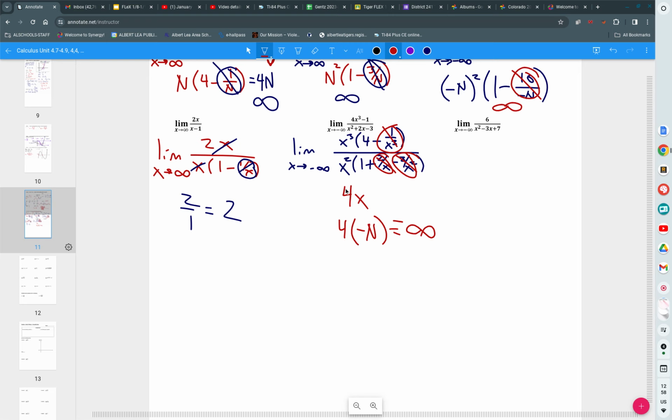And here we have the other example. Is the denominator bigger or is the numerator bigger? Which one's bigger? In terms of degree, the bottom, if the bottom wins out, anybody know what you're going to get as a result? You will end up with 0. Notice in the top, we have the limit as x goes to negative infinity. There's nothing you could take out of the top, so you just leave it as 6. And in the bottom, you have x squared times 1 minus 3 over x plus 7 over x squared.